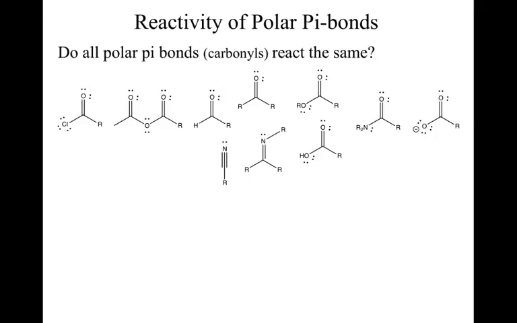Okay. The next part of this is to really get into and look at the electrophile. Are all of our polar pi bonds, or really our carbonyls, going to react the same? So we've got a smattering of carbonyls shown along this, and if we try to go through and identify our electrophilic site, I did try to be consistent in my drawing.